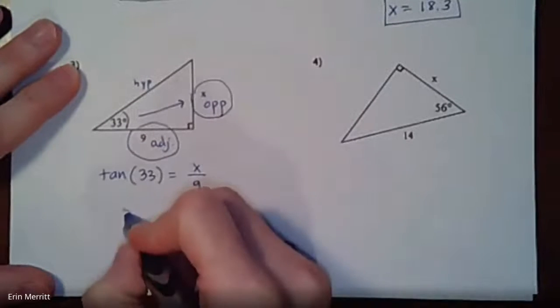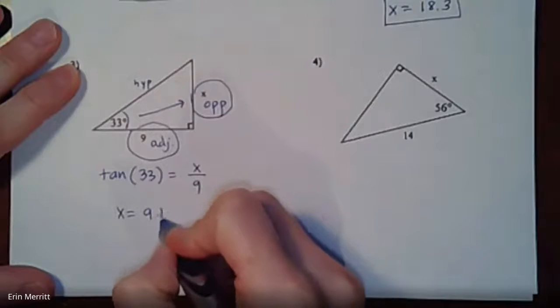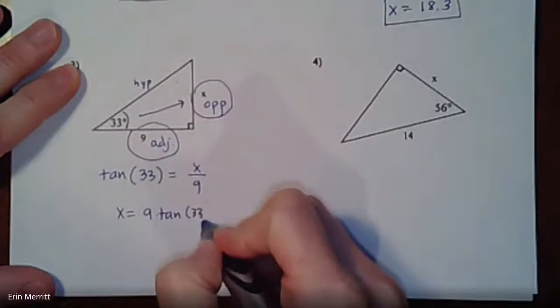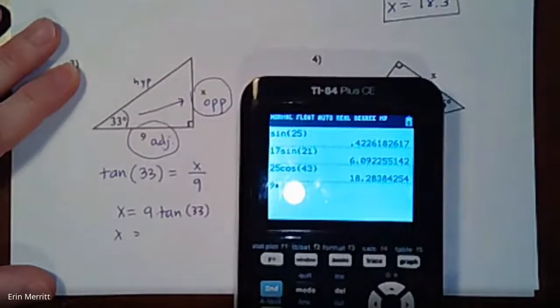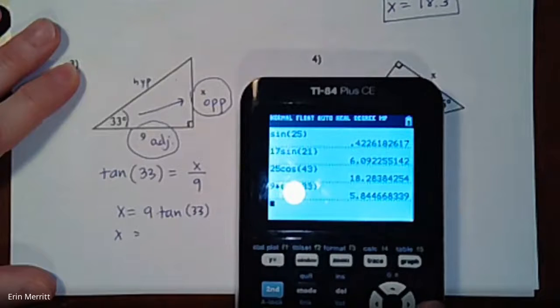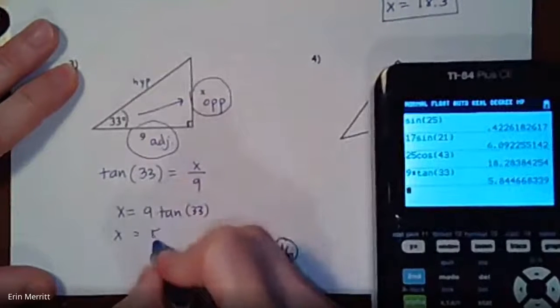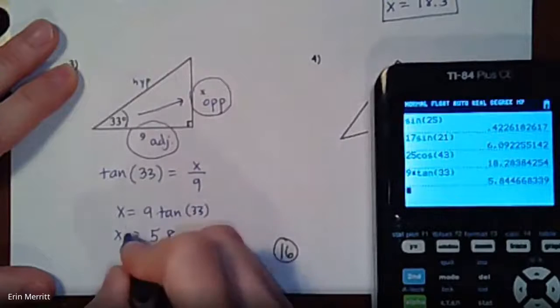All right, let's multiply. So x is going to be equal to 9 times the tangent of 33 degrees. So 9 times tangent of 33, we end up with 5.84. So to the nearest tenth, that length should be 5.8.